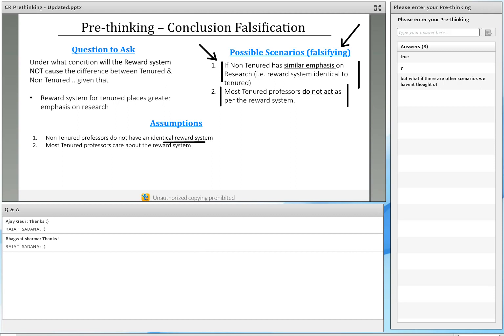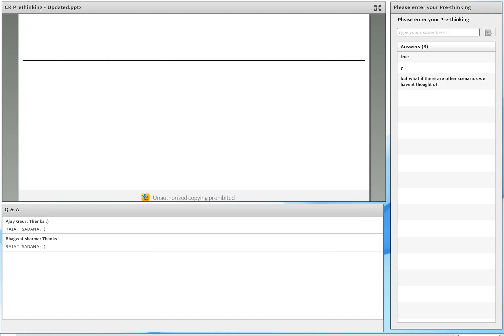Stilta says the first falsification is about emphasis on research, whereas the assumption jumps to reward. Why? Stilta, the reward is built up of two things, right? Research and teaching. So essentially, if I'm telling you about research, I'm implicitly telling you about teaching as well. That's something which, when you go through our entrance module, we tell you how to infer information from statements, and this is one of the foundational skills there.